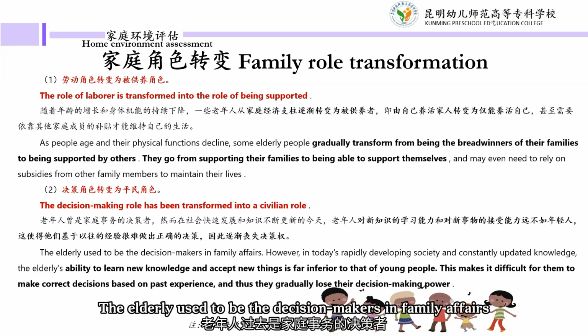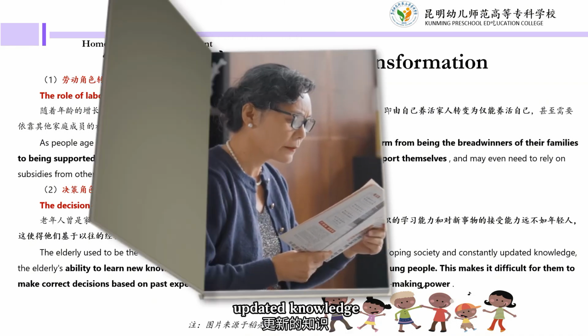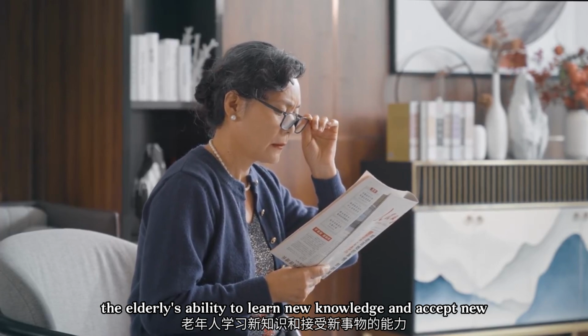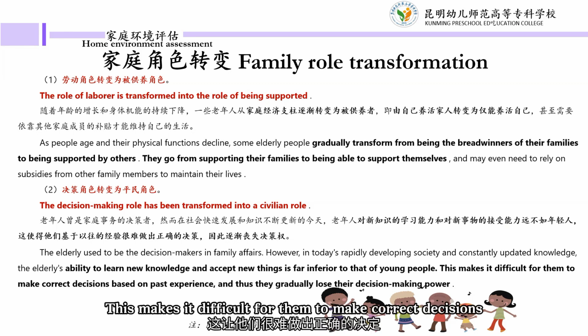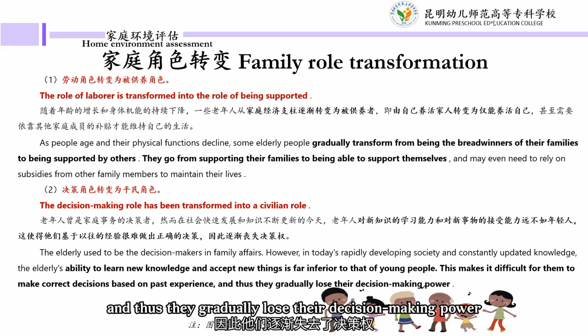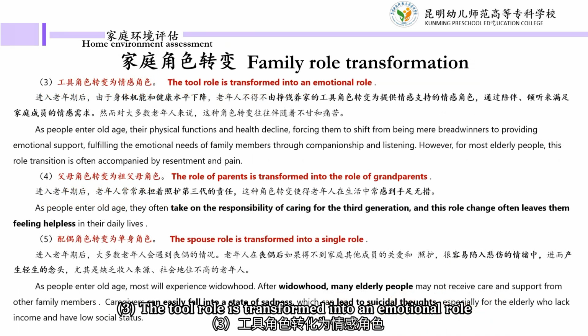The elderly used to be the decision-makers in family affairs. However, in today's rapidly developing society and constantly updated knowledge, the elderly's ability to learn new knowledge and accept new things is far inferior to that of young people. This makes it difficult for them to make correct decisions based on past experience, and thus they gradually lose their decision-making power. 3. The tool role is transformed into an emotional role.